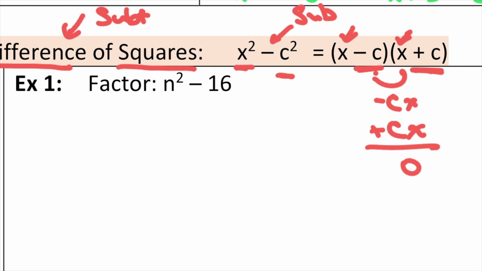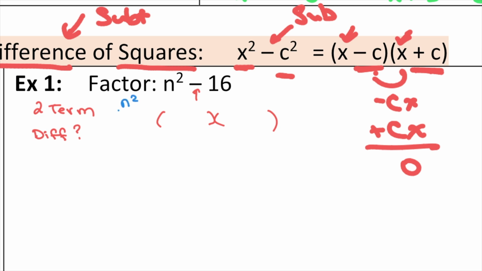So let's look at example 1. We're told to factor. Do you notice that there are 2 terms in this problem? Now look, is there a difference? So you're checking for patterns. I do see a minus sign. And do you see perfect squares? If you do, draw 2 sets of parentheses.